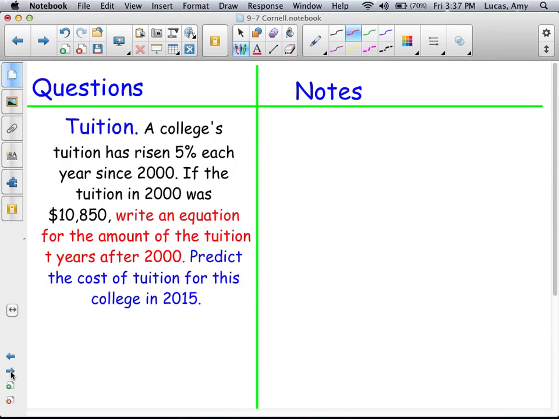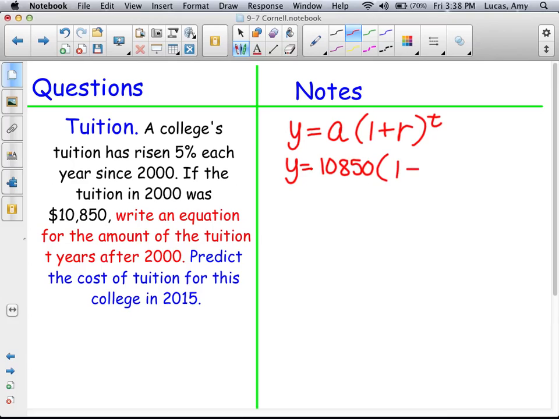So y equals A, and then it times the quantity 1 plus R to the t power. That's our formula that we're going to use to answer the question in red. Now the starting amount for the tuition is $10,850. The interest rate in decimal form, 5% as a decimal, is 0.05.